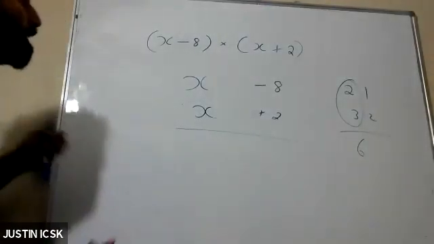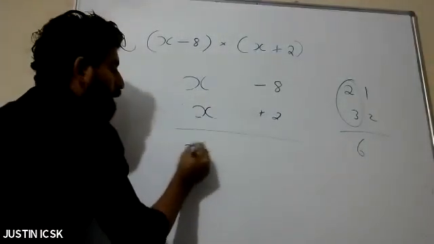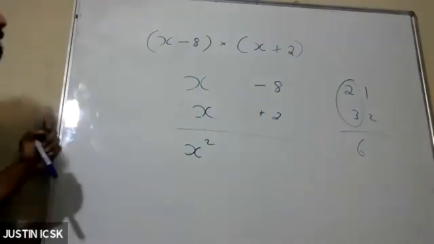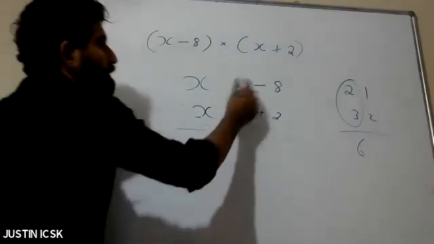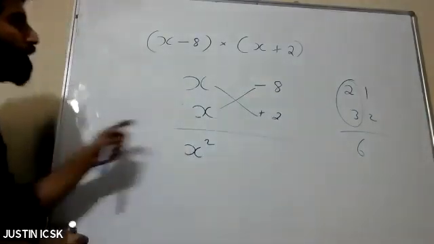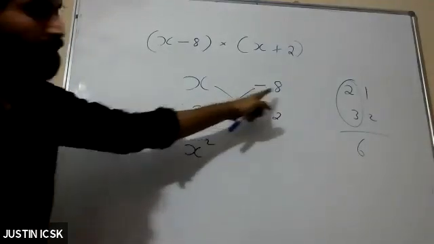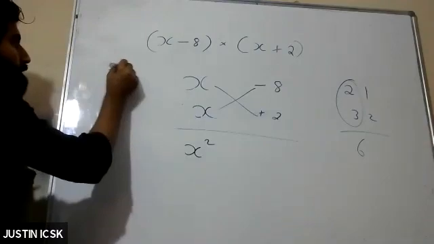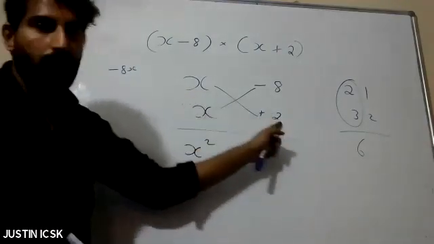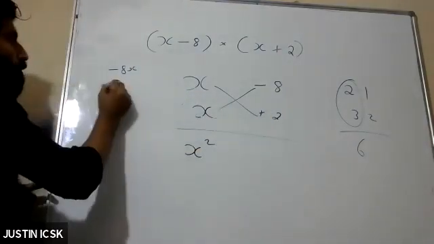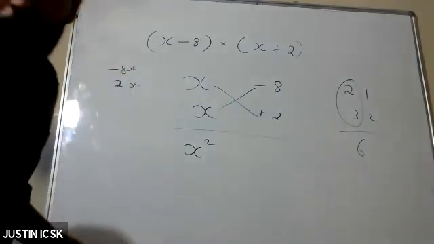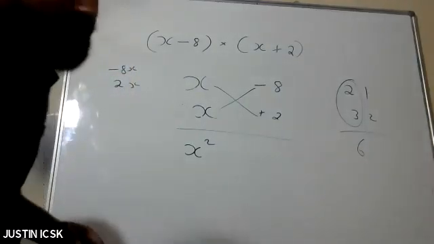I hope we are getting the answer. x square. The only confusion is the second step. Minus 8x: x into minus 8 is minus 8x, and 2x, right? Plus 2x.